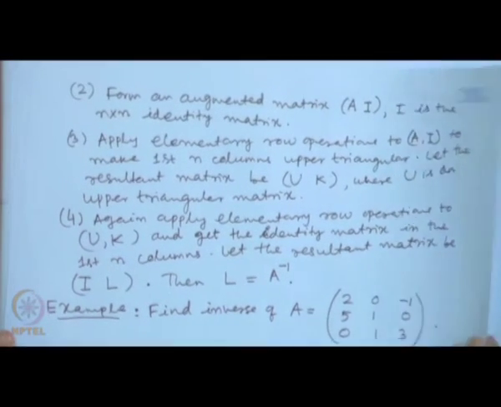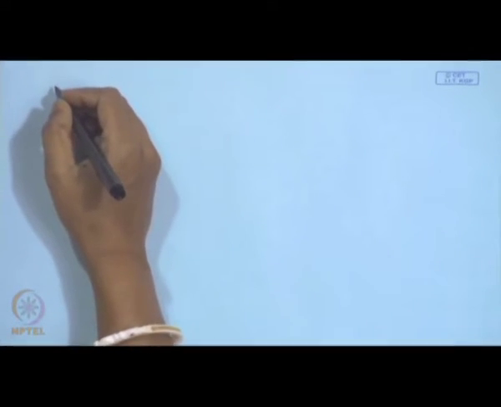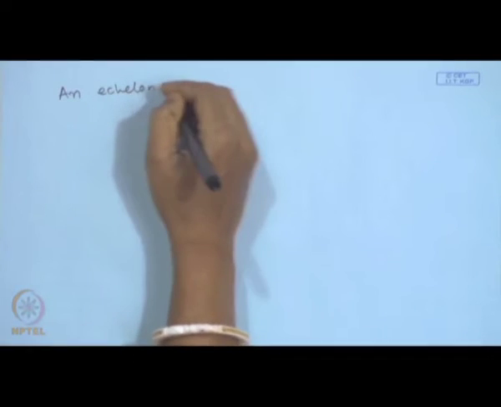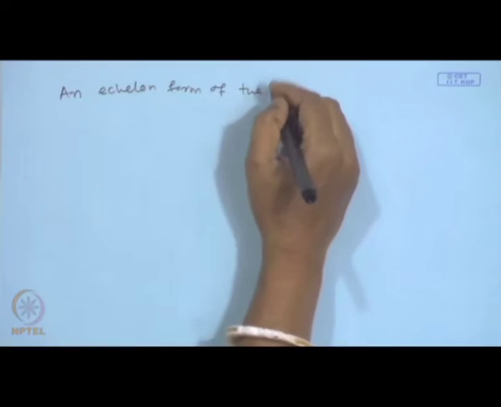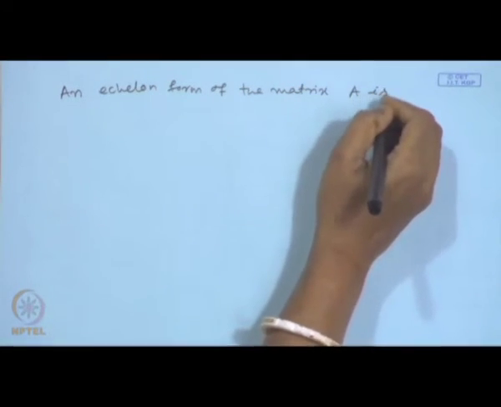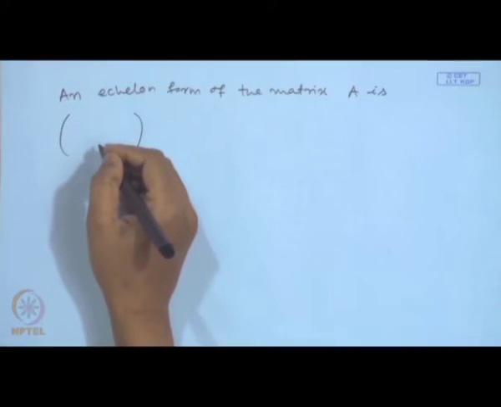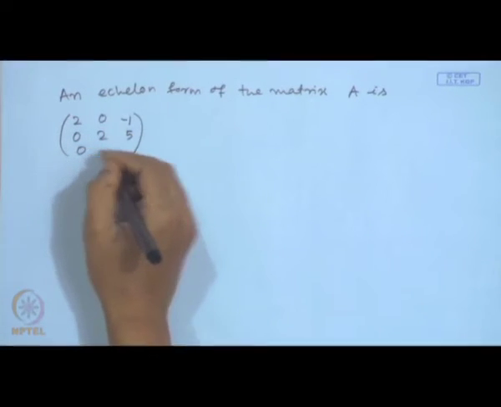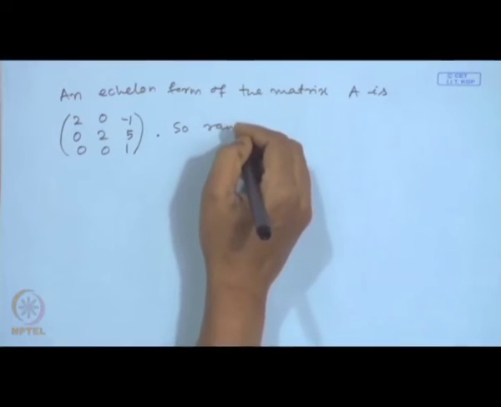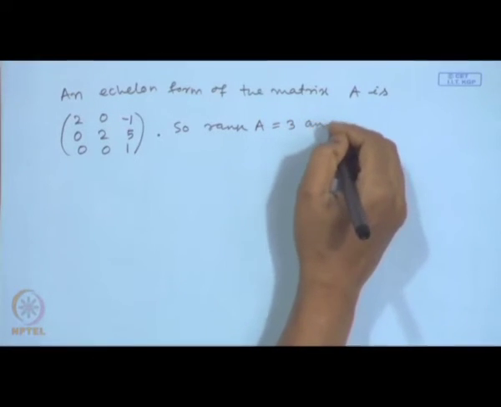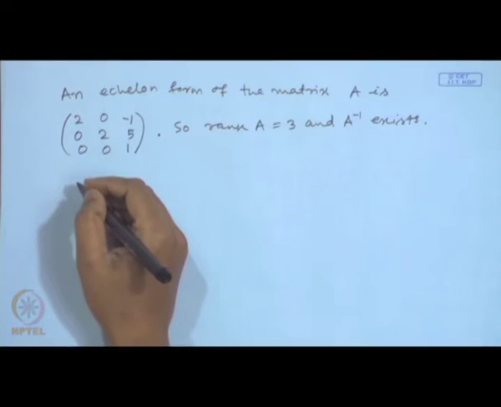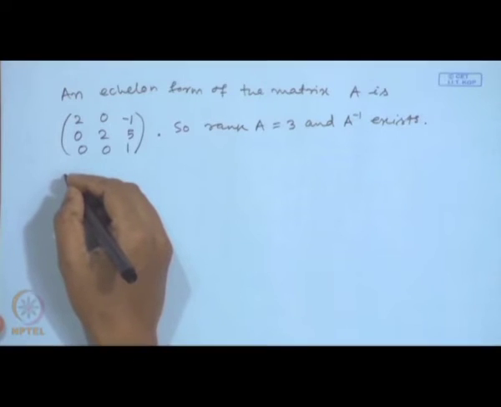So, first we shall check whether this matrix A is of full rank or not. So, we will get the echelon form of this matrix like this, and the echelon form of the matrix A is given by this: 2 0 minus 1, 0 2 5, 0 0 1. So, the rank of A is equal to 3 and A inverse exists. Then we follow the steps given in the Gauss-Jordan elimination method and form this augmented matrix.